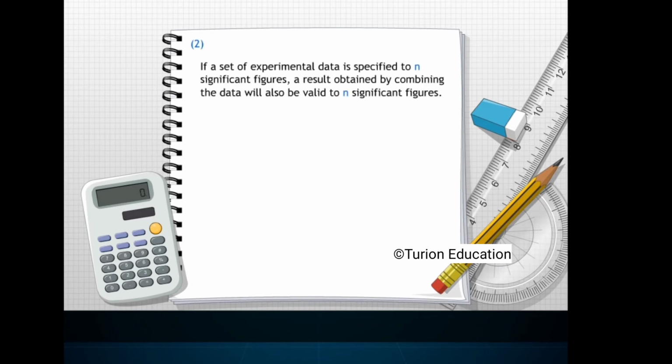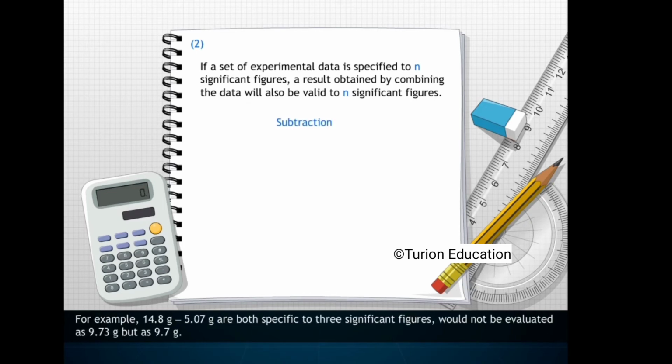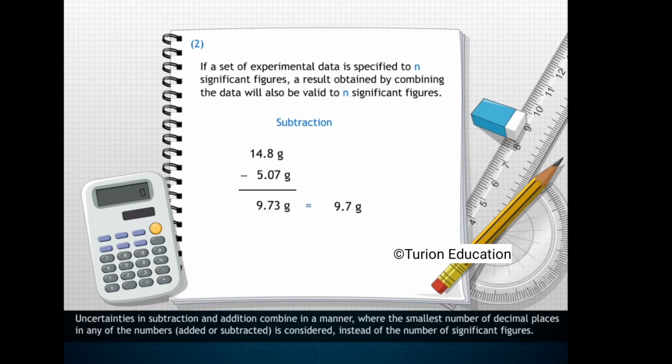Second, if a set of experimental data is specified to n significant figures, a result obtained by combining the data will also be valid to n significant figures. In subtraction, the number of significant figures can be reduced. For example, 14.8 grams minus 5.07 grams, both specified to three significant figures, would not be evaluated as 9.73 grams but as 9.7 grams. Uncertainties in subtraction and addition combine in a manner where the smallest number of decimal places in any of the numbers added or subtracted is considered instead of the number of significant figures.